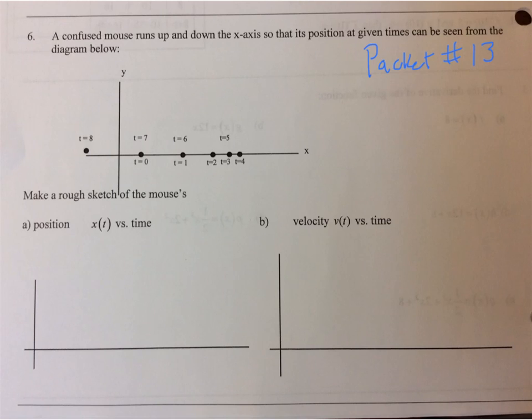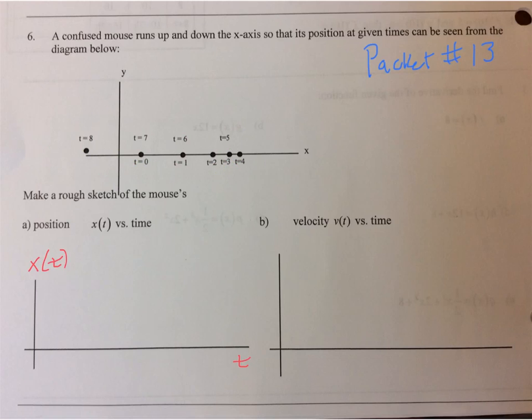This is packet number 13, problem number 6, and we're looking at a mouse going up and down the x-axis. So the mouse is moving to the right up until t equals 4, and then it is moving to the left from 5 to 8. We are asked to create a position curve first, so position versus time.